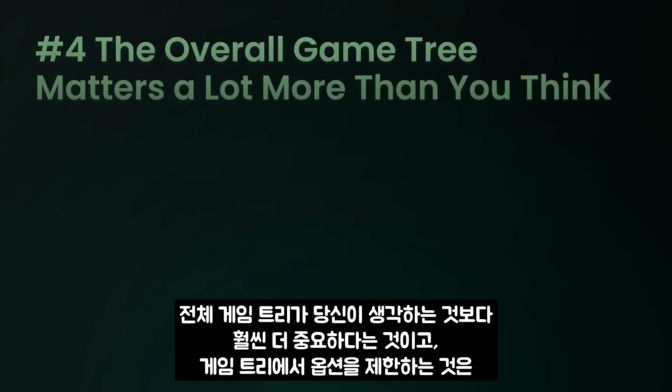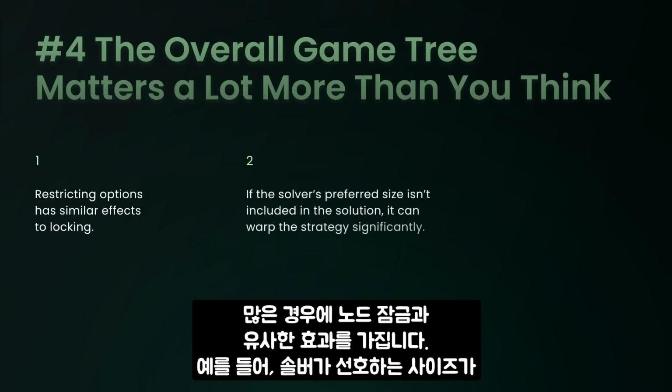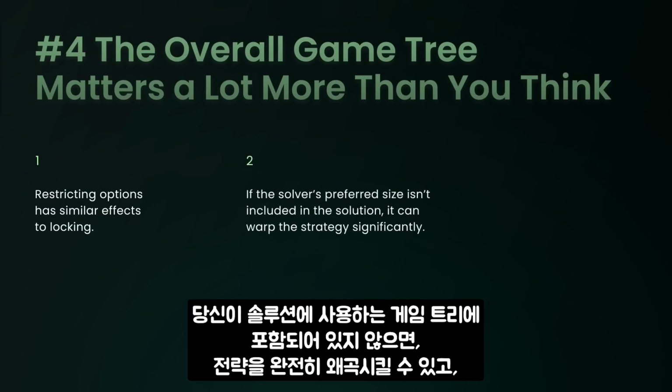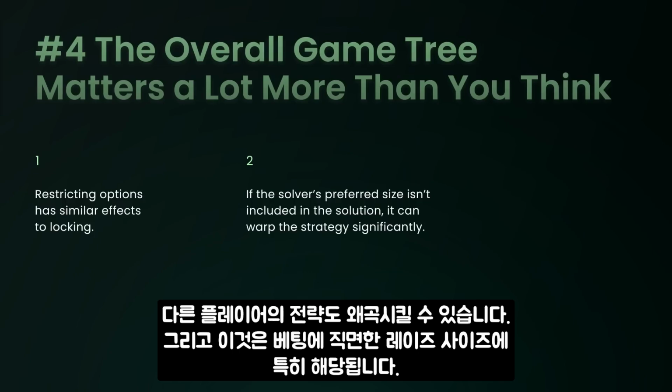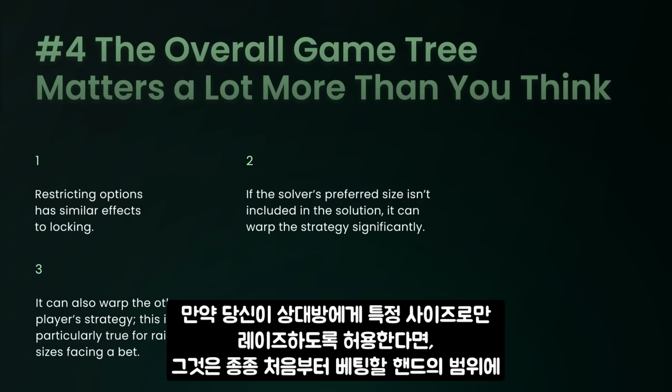Our next point of interest here is that the overall game tree matters a lot more than you might think. And restricting options in the game tree has a similar effect to node locking in many cases. For example, if the solver's preferred size isn't included within the game tree that you use for your solution, it can warp the strategy beyond all recognition. And it can also warp the other player's strategy. And this is particularly true for raise sizes facing a bet.